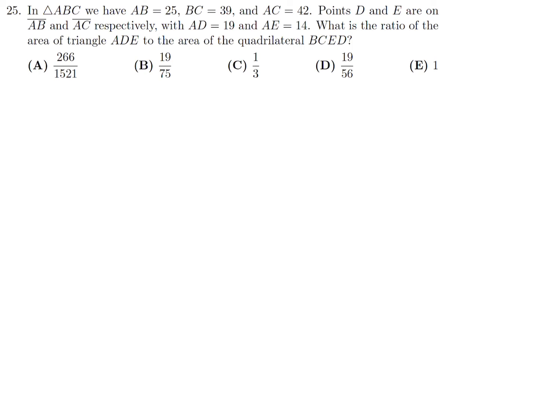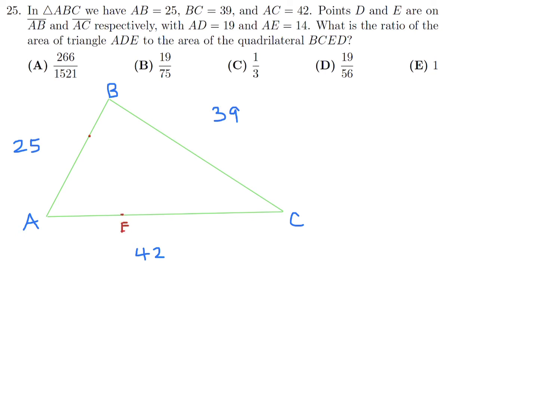So first, let's draw our diagram. Let's say we've got some triangle in here. We don't know exactly what it looks like, but let's say it looks something like this. And let's start labeling our sides. A, B, and C. And they're saying this is 25, this is 42, and this is 39. And some point on AB is D, and some point on AC is E. So this is E, and this is D. And they're going to draw a line from D to E like this.